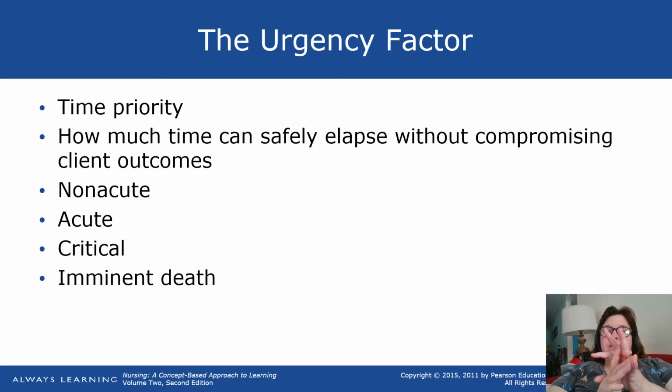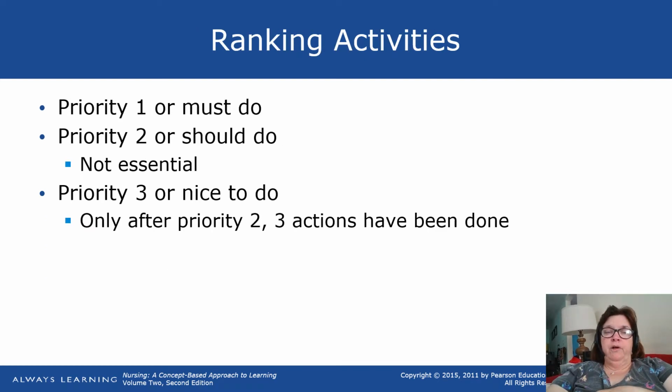Urgency factor, sometimes time priority: how much time can safely elapse without compromising client outcomes. Urgency is how urgent this is as a priority. Is it acute, meaning if I don't do something now, the patient is going to quickly deteriorate, or is it non-acute? Is it critical? Critical is worse than acute. Is imminent death going to happen if I don't intervene now? Is the patient going to die if I don't do something right this minute? And that changes your entire plan.